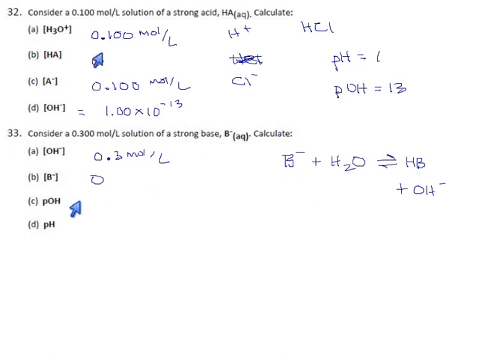What will be the pOH? Well, if we know the OH concentration is 0.3, you just negative log that, and you get that the pOH is 0.523. And the p numbers have to add up to 14, so if one of them is 0.523, the other one must be 13.477.